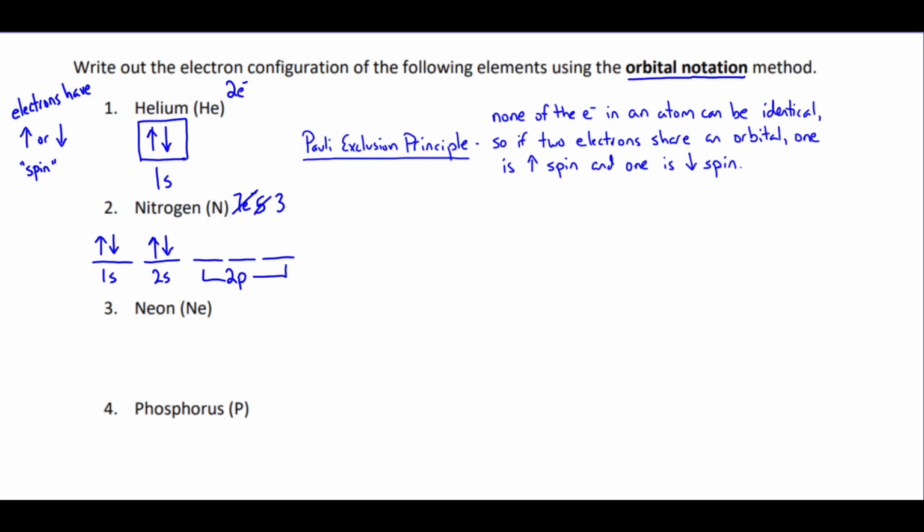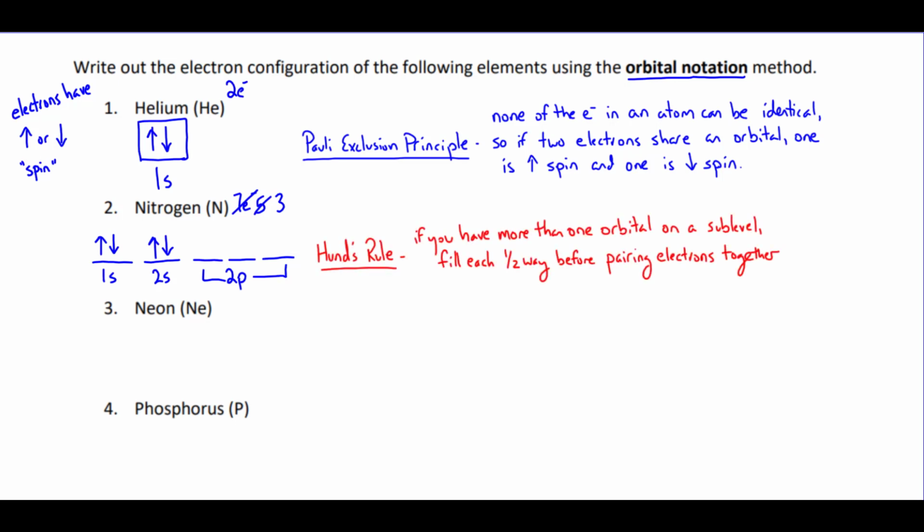Now a new thing here, get this into your notes, we have an idea to deal with called Hund's rule. And it says if you have more than 1 orbital on a sublevel, you're going to fill each halfway before you pair the electrons together. Let me show you the way that would be wrong. This would not be Hund's rule if you were to fill in this one and then put the third one right here. Hund's rule says we need to fill each orbital exactly halfway before any of them get filled up. But we're not going to do that because we just ran out of electrons.